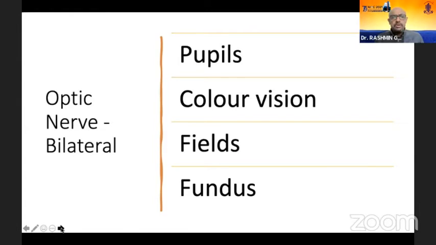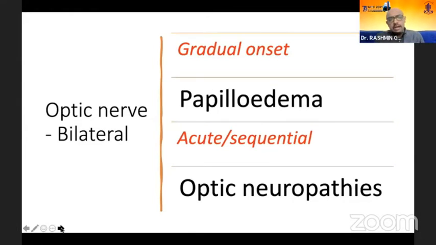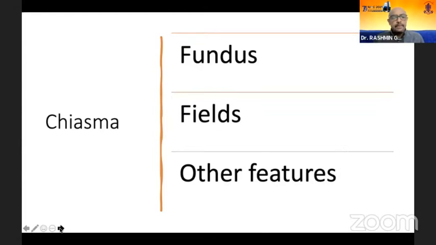Fundus examination again, because one of the common bilateral optic nerve diseases producing gradual onset loss of vision would be raised intracranial pressure causing papilledema, which if not resolved would cause a gradual onset progressive loss of vision. Acute bilateral optic nerve disease can be optic neuropathies. Rarely the optic neuropathies that we discussed can be bilateral, but in most instances the onset would be sequential and not bilateral simultaneous. So that's about mapping the vision to the optic nerve, either unilateral or bilateral.